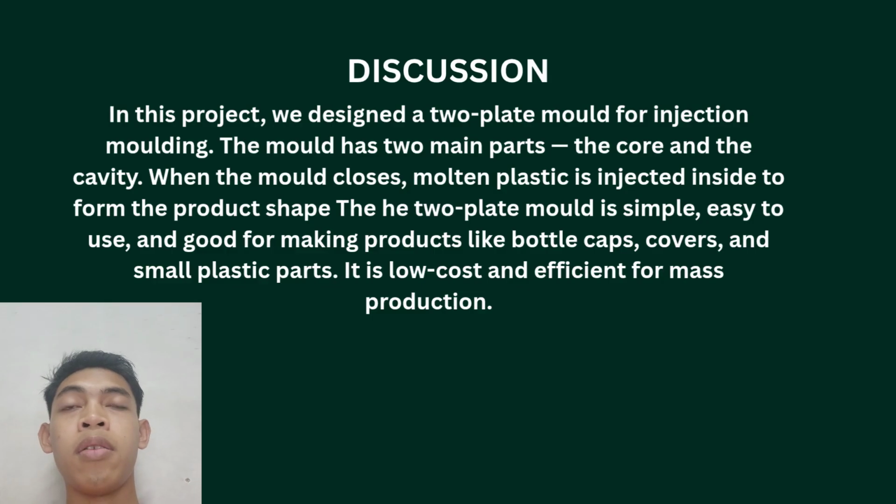So for the discussion, in this project, we designed a two-plate mold for injection molding. The mold has two main parts, the core and the cavity. When the mold closes, molten plastic is injected inside to form the product shape. The two-plate mold is simple, easy to use, and good for making products like bottle caps, covers, and small plastic parts. It is low cost and efficient for mass production.